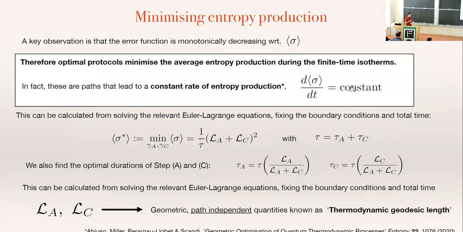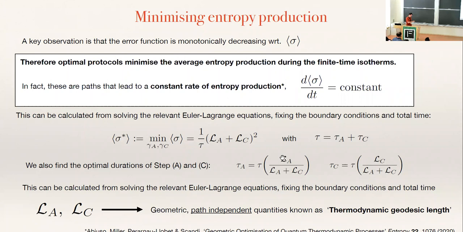If you can find a process which does that, then you can minimize the entropy production, and you find that it's related to some functions which are path independent, and they have a geometric interpretation. These L's here are what I call thermodynamic length associated with the isotherms. And finally, you can also optimize the time you need to spend on each of these isotherms as well.